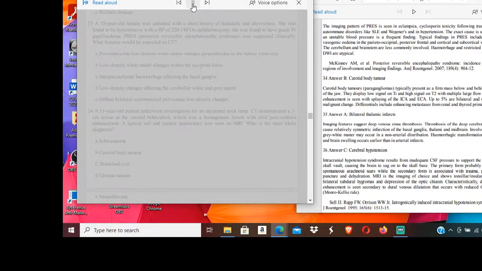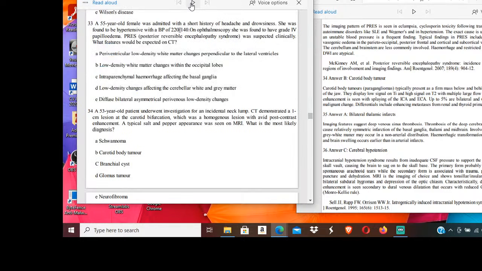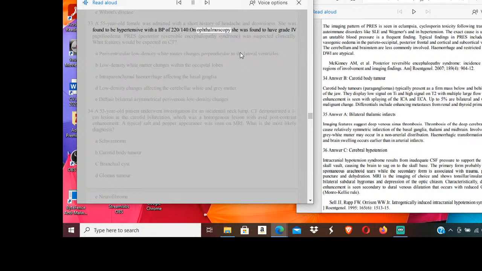A 55-year-old female was admitted with a short history of headache and drowsiness. She was found to be hypertensive with a BP of 220/140. On ophthalmoscopy, she was found to have grade 4 papilloedema. PRES, posterior reversible encephalopathy syndrome, was suspected clinically.